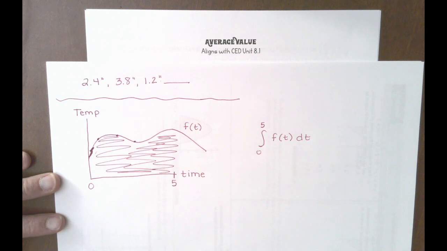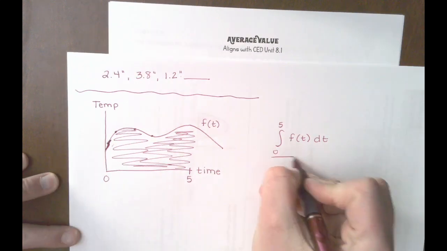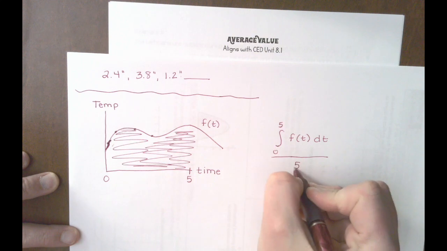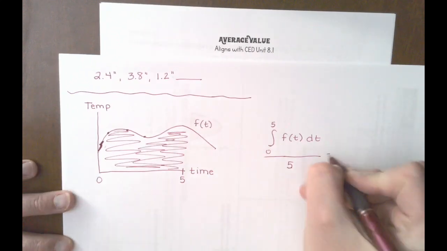And so now if I want the average, I can just take that and say, all right, I'm going to take this and divide it by the 5 days. And that will give me my average temperature per day.